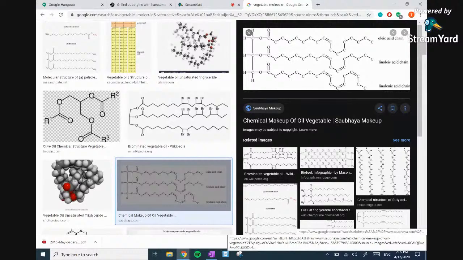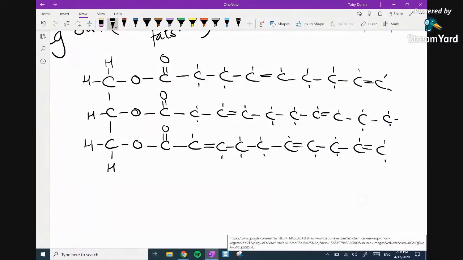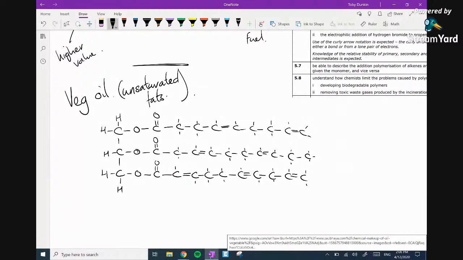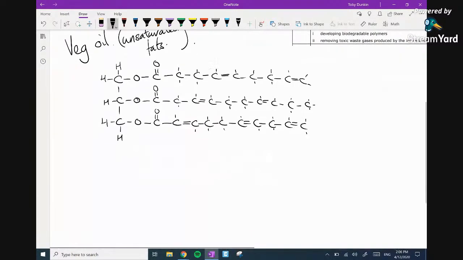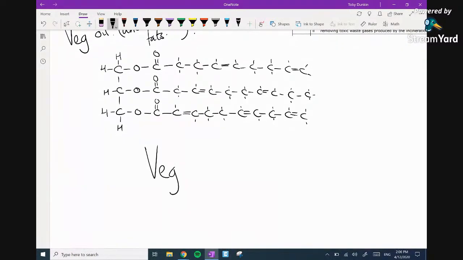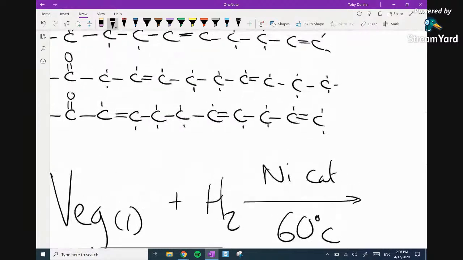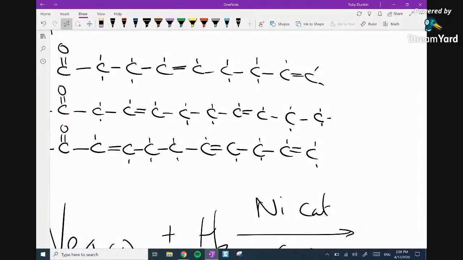So vegetable oil is an unsaturated molecule. Now, vegetable oil, of course, is a liquid. If I call this veg brackets L, and I now add hydrogen to this in the presence of a nickel catalyst at 60 degrees Celsius, I will add hydrogen to every single double bond. Every one will lose its double bond. I will add a hydrogen across there. Double bond breaks.